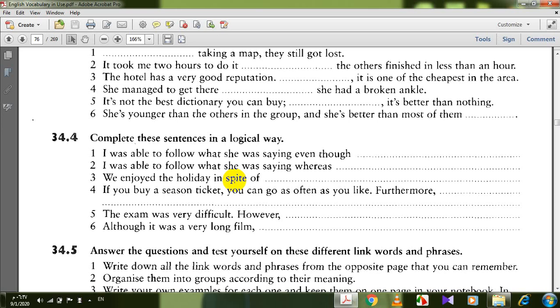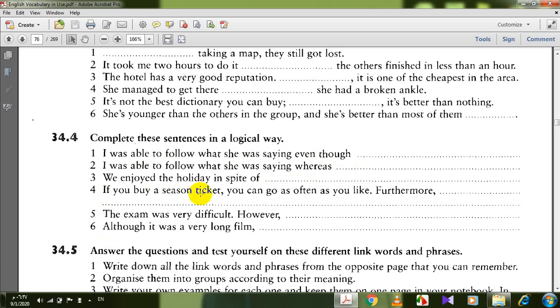34.4. Complete the sentences in a logical way. I was able to follow what she was saying, even though she spoke very fast, very quickly. I was able to follow what she was saying, whereas the others couldn't.